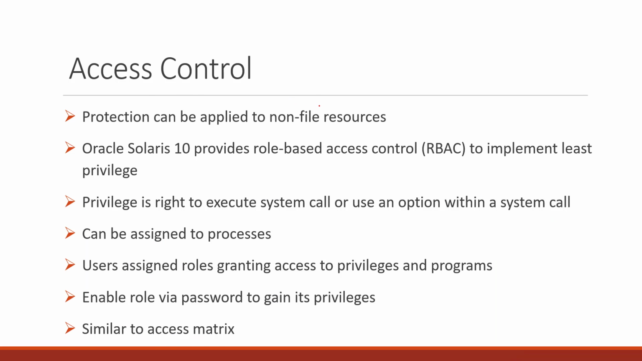The next thing that comes is access control. Now protection, as I mentioned earlier, can be applied to non-file resources as well. So your read control, your write control, or your execution control does not necessarily have to be on a file. They can be on a printer, or on any other resource. Well, Linux calls everything a file, but it can be any other resource as well, right?